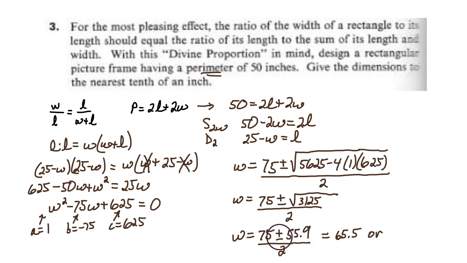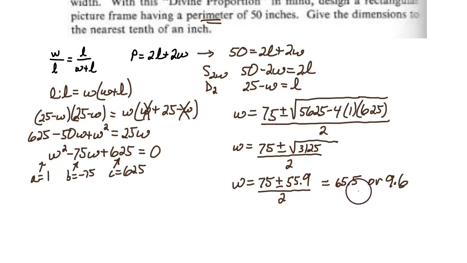To get the other answer, type it in again using the subtraction symbol. 75 minus 55.9 equals, and then divide by 2. That's 9.6. Remember what the letter W was representing, the width of a rectangle. So these numbers are in inches. The question asked us to give the dimensions. That's the length and the width. So if we already figured out what the width could be, we still need to get the length. We have an equation up above that finds us the length. It is 25 take away the width.